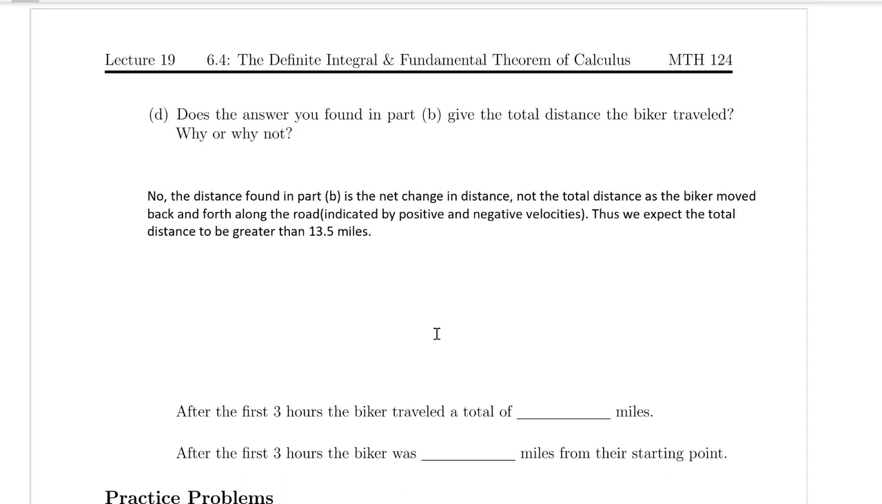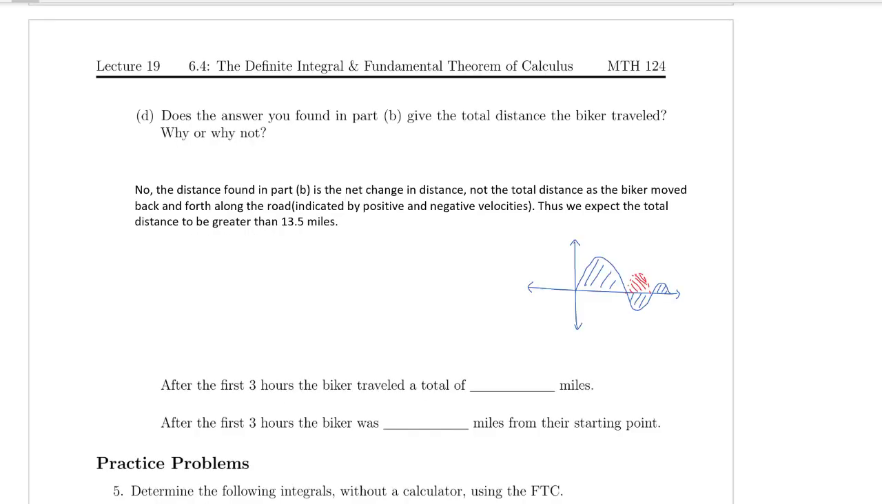So to calculate the total distance, the next question says, after the first 3 hours the biker traveled a total of blank miles. So to calculate that total distance, there's actually a pretty easy way to do this, and that is to integrate over the absolute value of that function. That will make all of those areas that were below the x-axis above the x-axis.